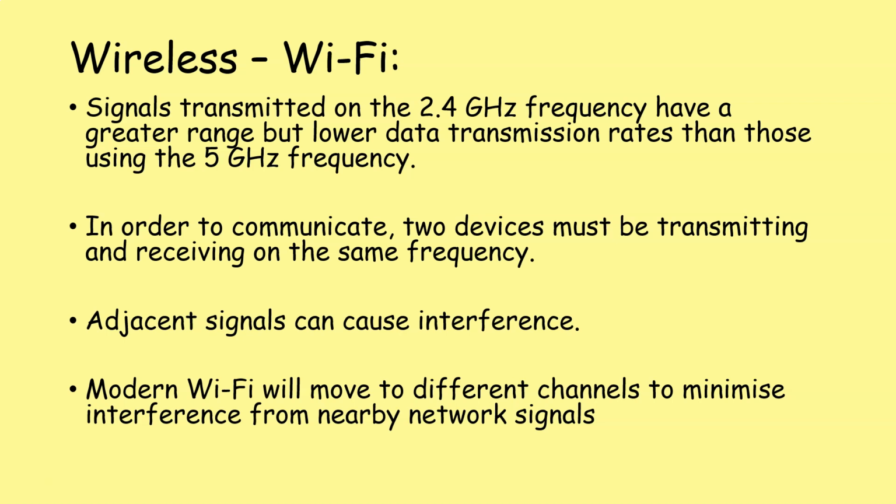In order to communicate, two devices must be transmitting and receiving on the same frequency. Stands to reason. Adjacent signals can cause interference. So if you and your neighbor are both using Wi-Fi, both using channel 8, for example, then they can interfere with each other, okay? But luckily, most modern Wi-Fi devices will move to a different channel to minimize interference from nearby network signals, and they'll do that automatically without you having to intervene.